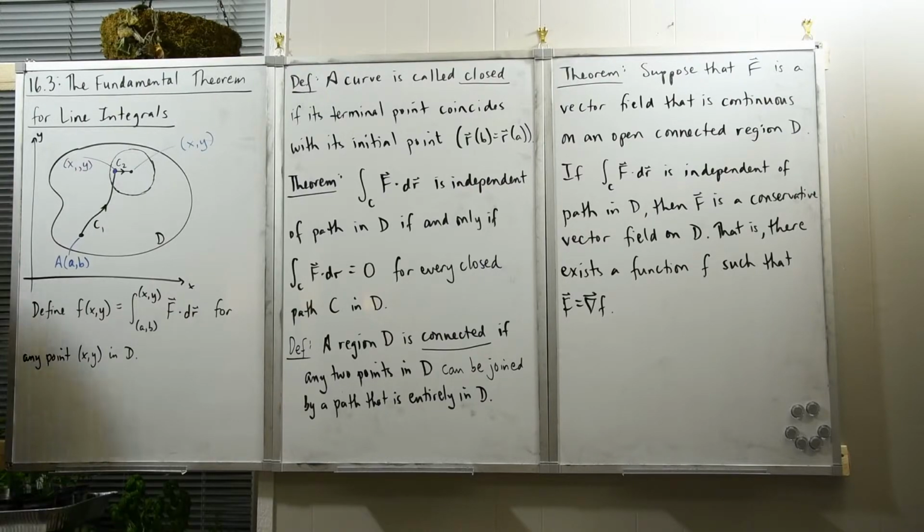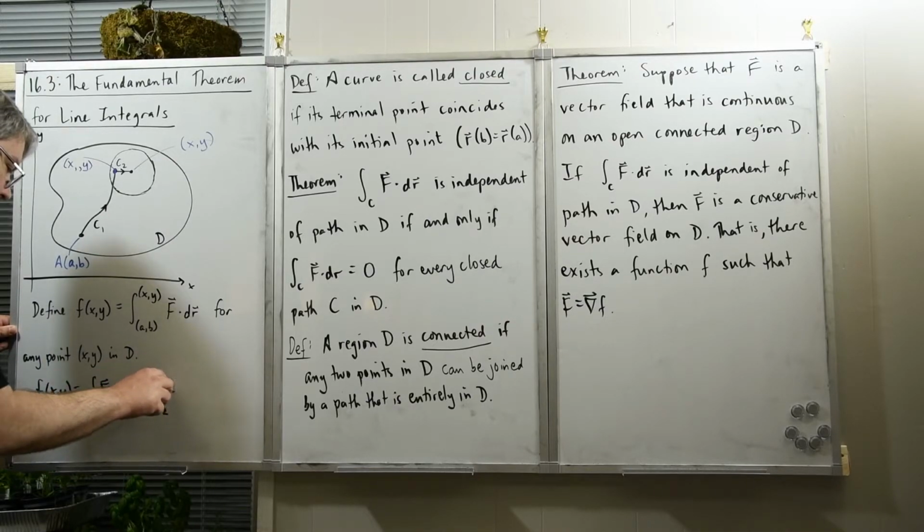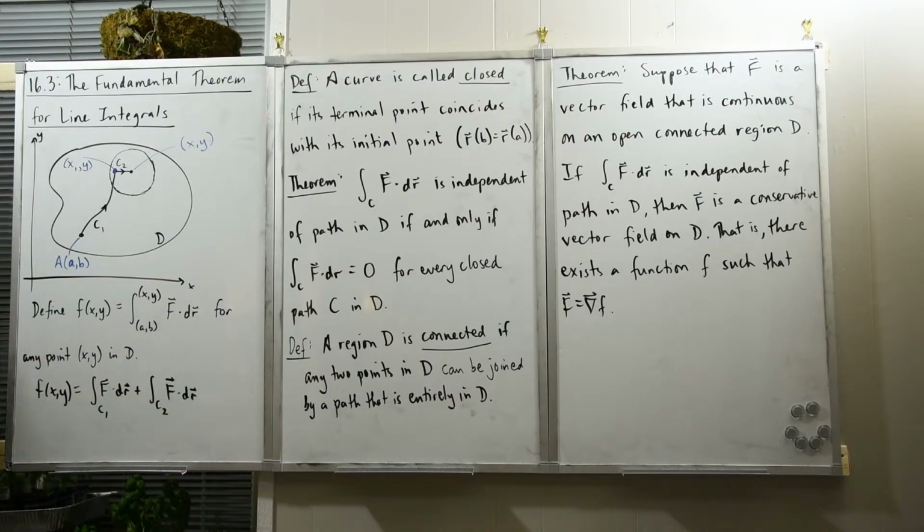All right, so let's think about what our f of (x, y) will look like in that case. Well, the f of (x, y) would actually be the sum of two line integrals. So you'd have the line integral of f along C1 plus the line integral of f along C2. Once again, we're going to get the same value no matter which way we get from this point A to this point (x, y).